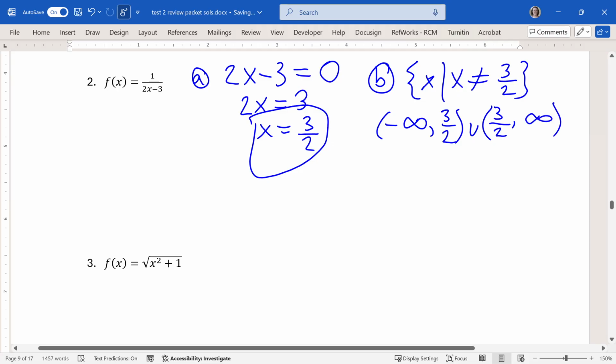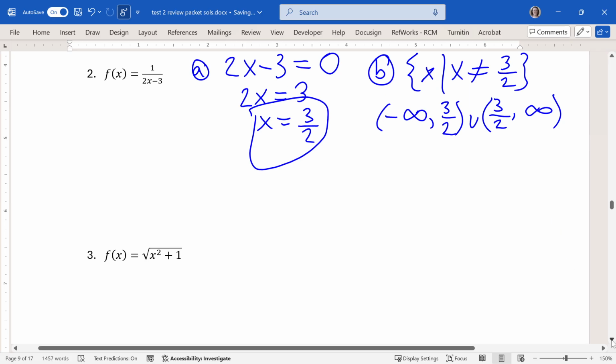So whichever one of these you like better is completely fine. I think the first one is easier to understand. But if you don't remember set builder notation, then you might like the second one better. So the U here just means to include both of those intervals. Okay, let's look at the next one.